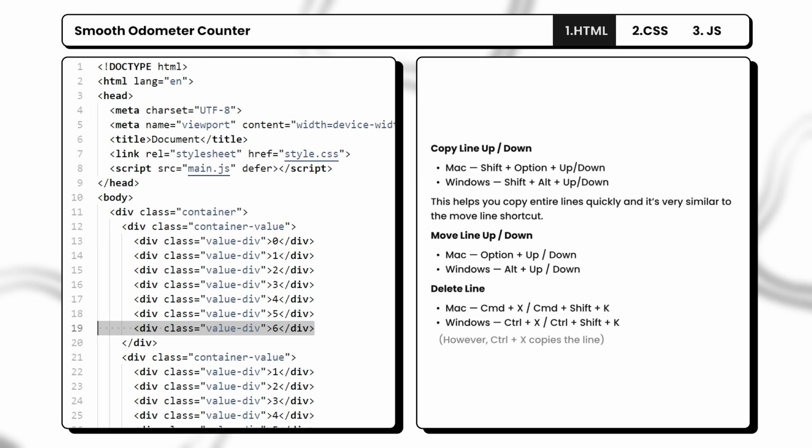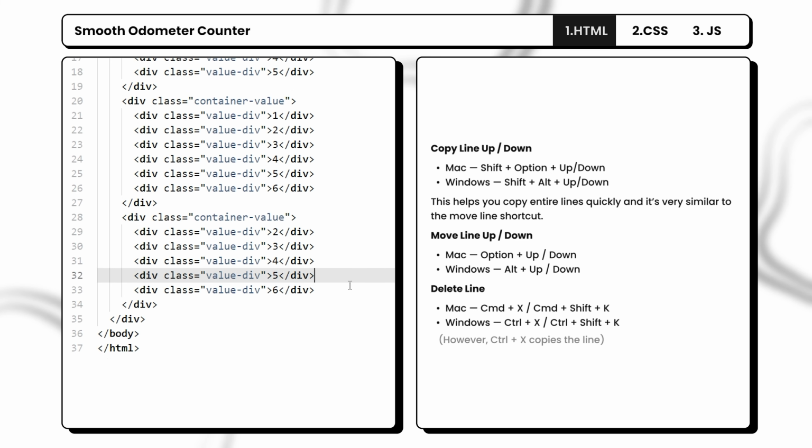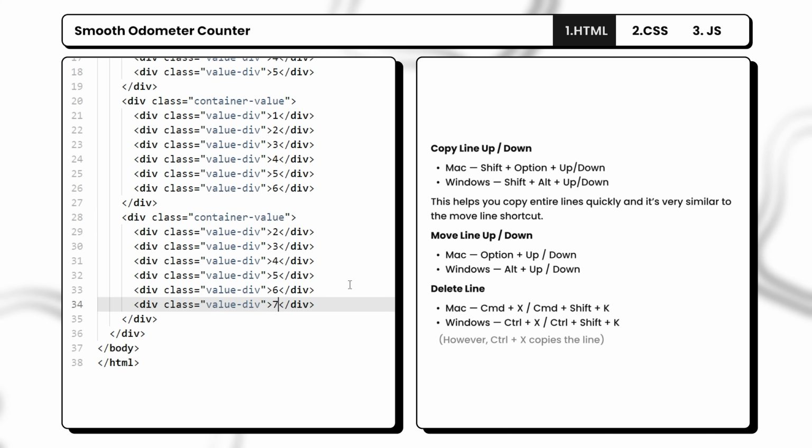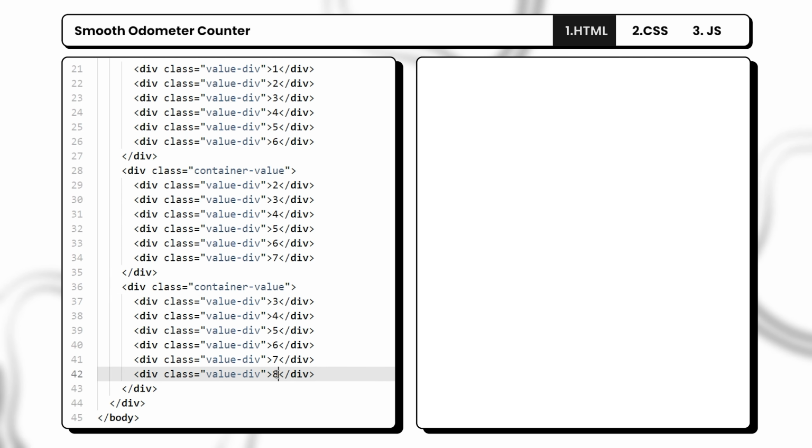Then I will duplicate the container-value div by using Alt Shift and arrow keys, or Option Shift and arrow keys if you're on Mac. And then what I do is renumber these so each container-value is incremented by 1, and this is what we have right now. So next we will go to our CSS to style it.